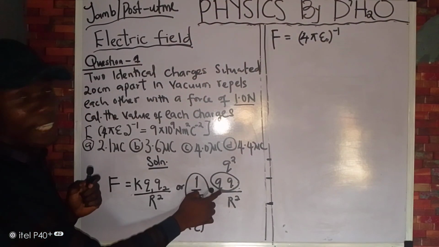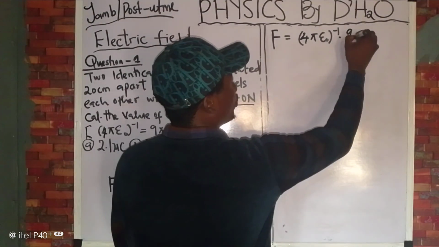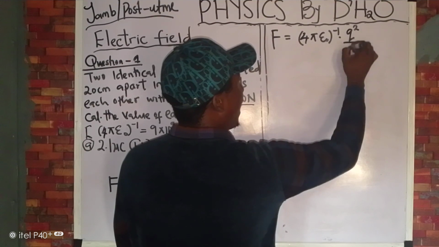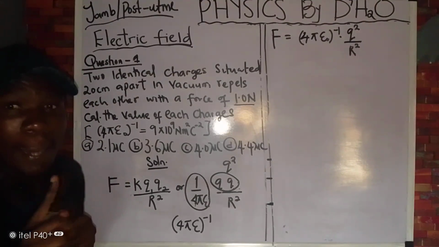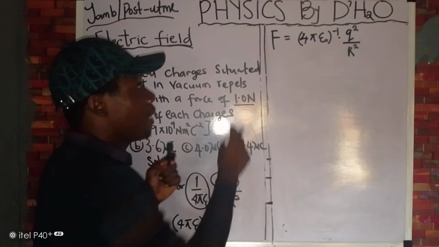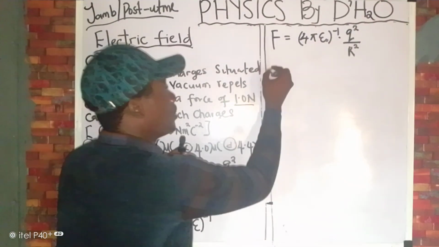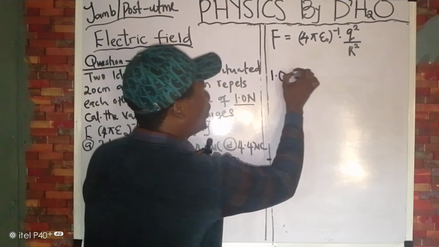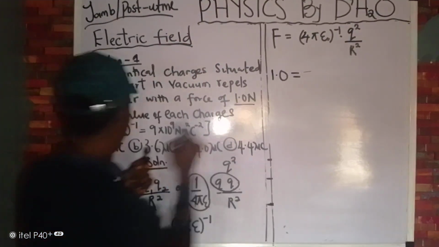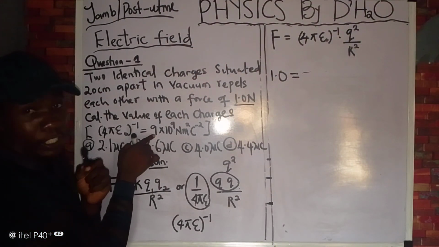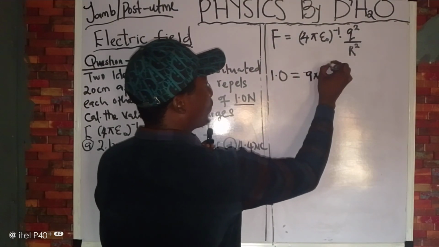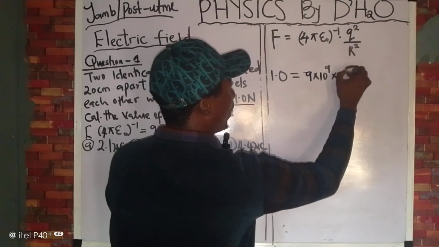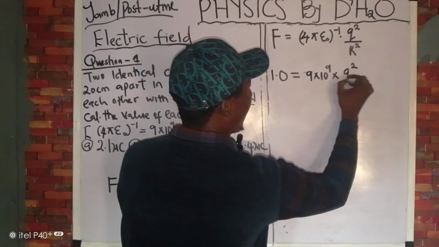What do we have as our charges? Now, we have Q squared over r squared. So let's fill in our values. Remember the force is what? 1.0 Newton. So put it here, 1.0 equals to, what is this one? They gave us the value for K, you have 9 times 10 raised to the power of 9 times Q squared. We are looking for the charges over r squared.